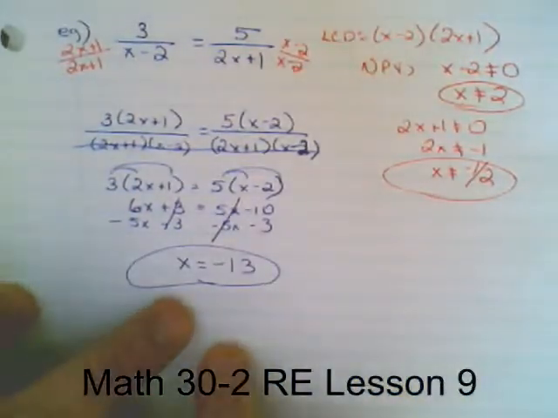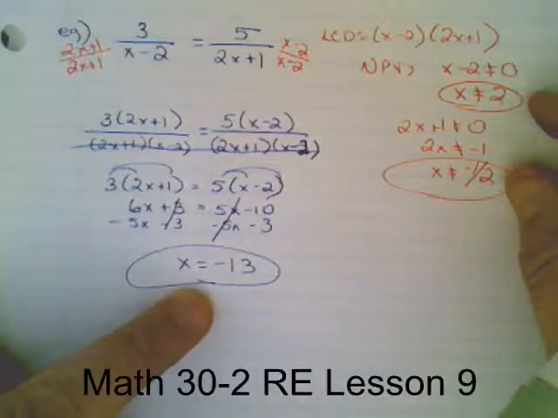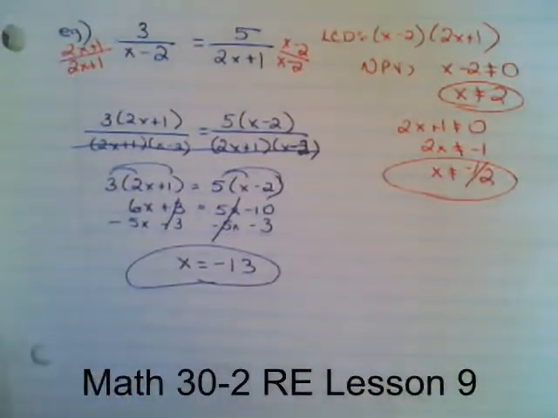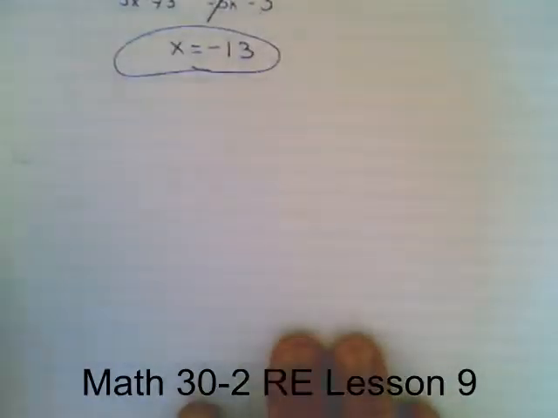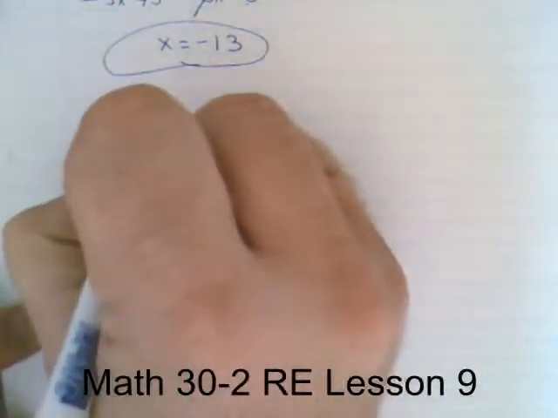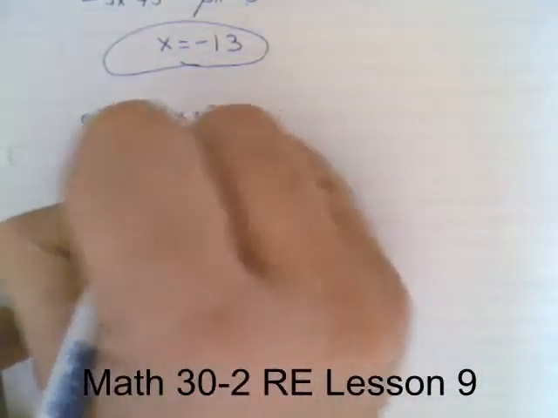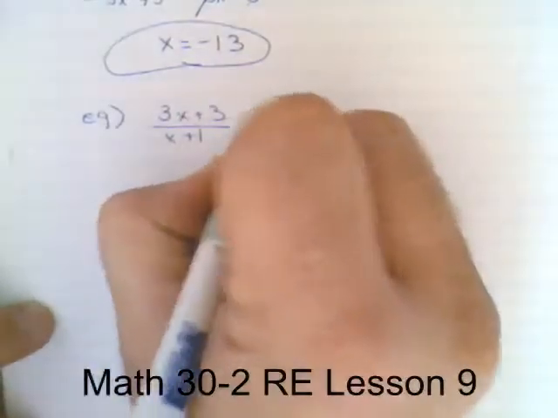So there's my solution. Last but not least, I check it against my NPVs. Negative 13 isn't 2, and it isn't negative 1/2. So provided I did my math right, it is correct. Okay, and so I can keep going with those things. Now there are other things that can happen with these, for example, look at this one. Here's some odd things that happen sometimes with these.